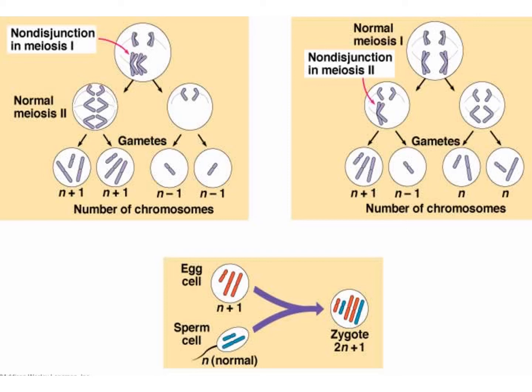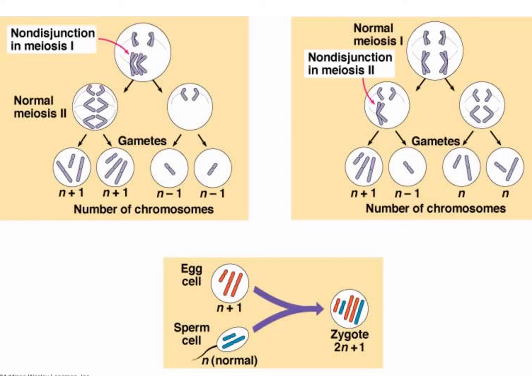And note that this is going to result in 2 cells that are normal, so they're just N, and then we're going to have 2 cells that are unusual in that they have an unusual number of chromosomes, and that condition is known as aneuploidy. So we have one cell that has an extra one and one that is missing one.